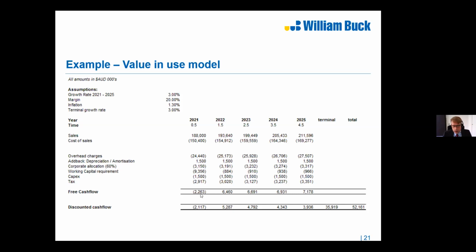So you can see in 2021, because of the working capital requirement, we've actually got negative cash flows. And then in 2022 and 2023 onwards, we kind of get our cash flows. This is then obviously discounted back by the weighted average cost of capital, which we'll show you in a couple of slides' time, which then comes back to our recoverable amount for the CGU there of 52 million approximately.